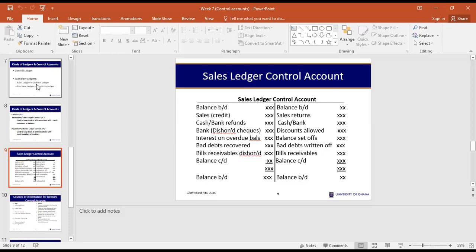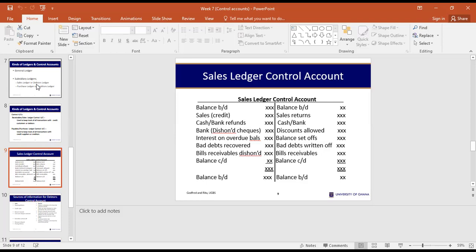Okay. So in that case, when you sell to them on credit, or when debtors increase, it is what? A debit. So anything that will increase the amount that they owe you will be debited, and anything that will reduce it will be what? Credited.